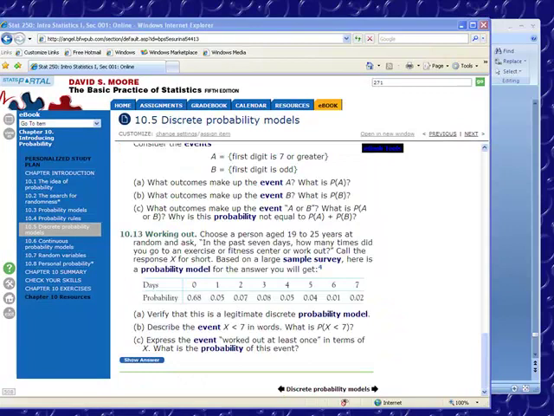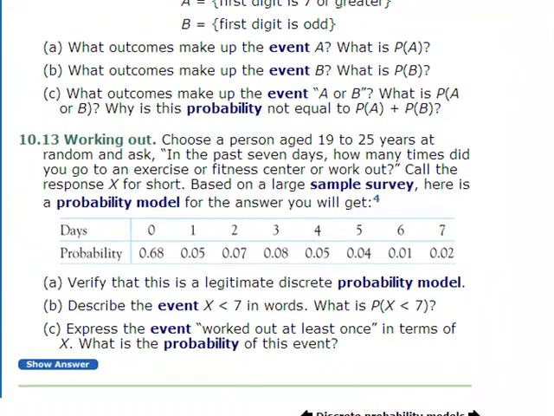So let's look at 10.13, problem 13. We have this probability. Is this a probability model? Well, first of all, the probabilities are numbers between 0 and 1. In fact, they are numbers between 0 and 1. When we add them up together, we get 1. So this is a legitimate probability model. It met our two conditions: that the probabilities are probabilities, that is, numbers between 0 and 1, including 0 and 1, and also that adding up the probabilities of that sample space equals 1.